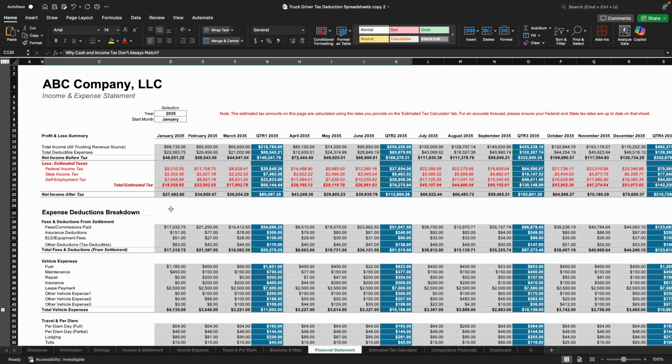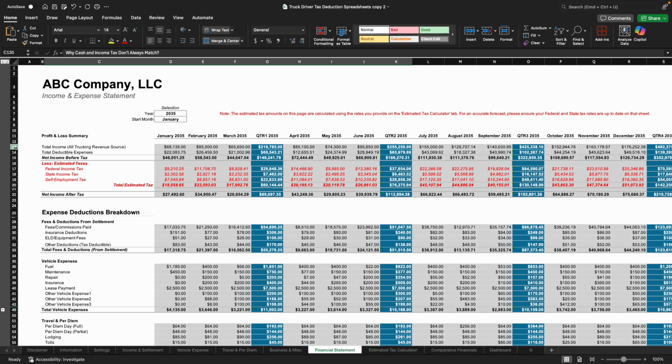You want to see right away what your total income is, what your total deductible expenses are, what your taxes owed are, and what your net income is after that, because that's the immediate concern of this financial statement. And for you as a trucker as well, right? You want to see what your net income is and what your tax liability is. So, okay, let's talk about that first.